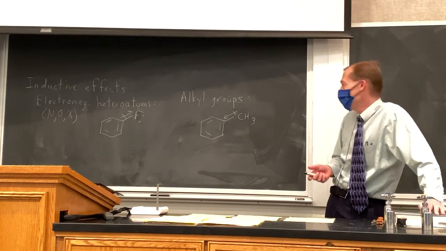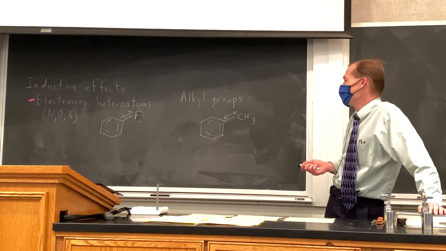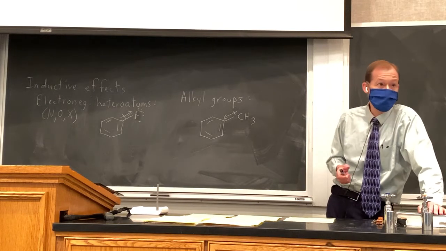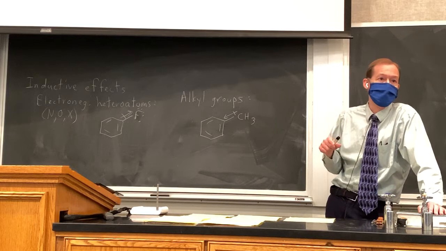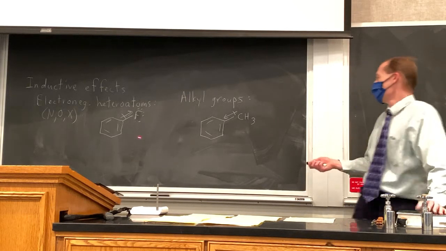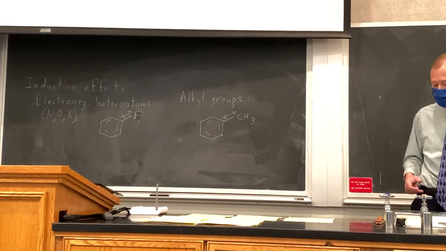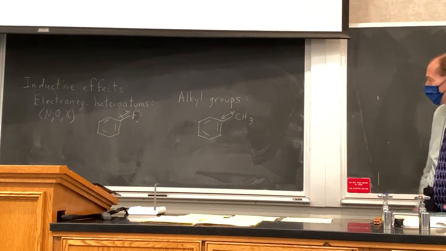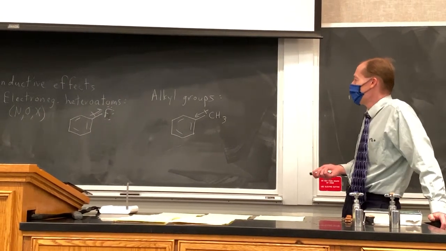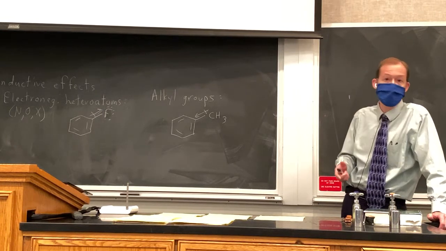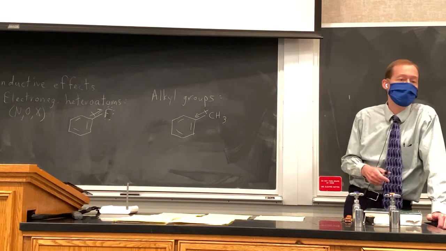If our substituent is an electronegative heteroatom, such as a nitrogen, an oxygen, or a halogen, that atom will be more electronegative than the carbon it is bonded to, and so that carbon-heteroatom bond will be polarized towards the heteroatom, withdrawing electrons from the benzene ring. So inductively, our heteroatom substituents are going to be electron withdrawing groups. Then we'll look at alkyl groups.